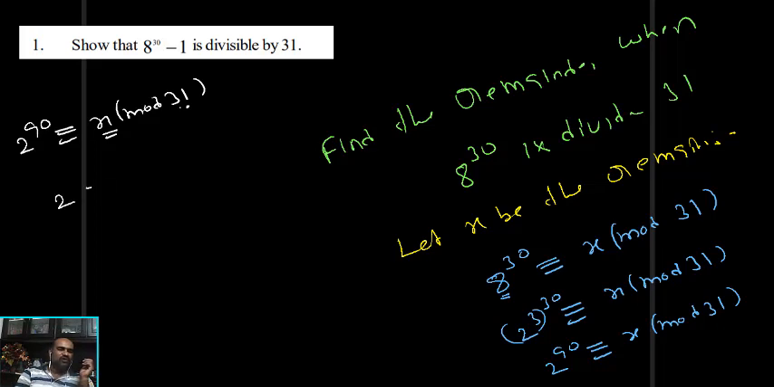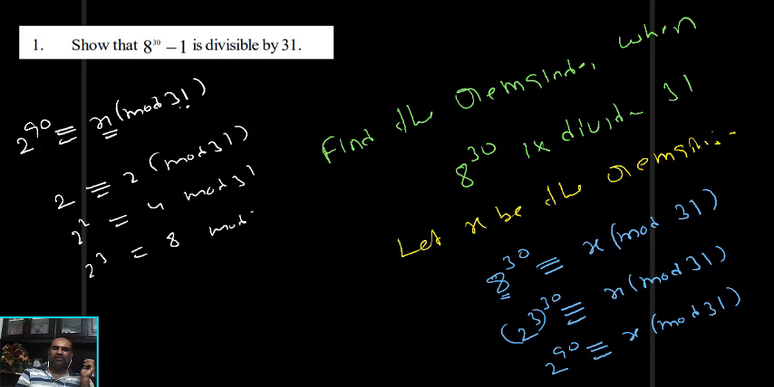I will show you. 2 is congruent to 2 modulo 31. 2 square is 4, congruent to 4 modulo 31. 2 cube is 8, congruent to 8 modulo 31 only. This number is not bigger. 2 power 4 is 16, again congruent to 16 modulo 31 only. But 2 power 5 is 32, which is congruent to 1 modulo 31.